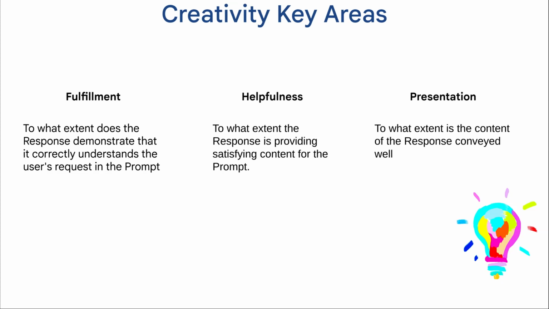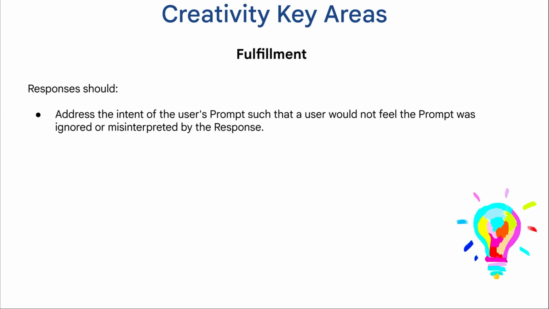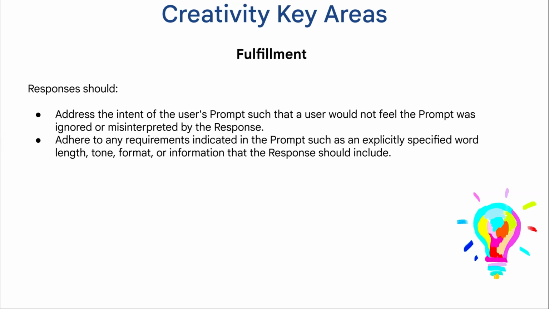Next, we are going to analyze the three key areas. So the first one was fulfillment. In fulfillment, the responses should address the intent of the user's prompt such that a user would not feel the prompt was ignored or misinterpreted by the response. Adhere to any requirements indicated in the prompt, such as an explicitly specified word length, tone, format, or information that the response should include.